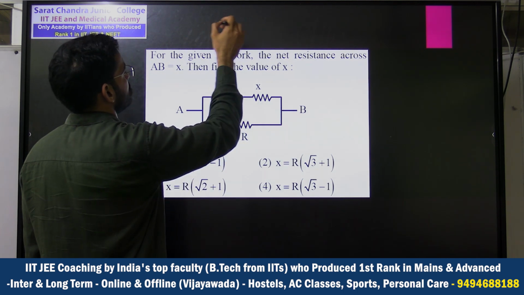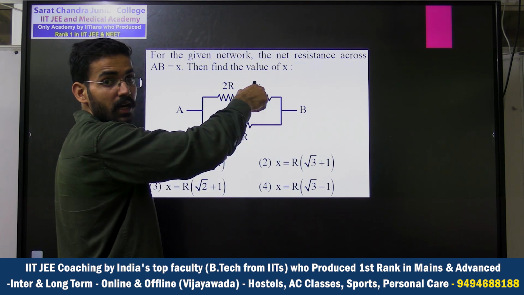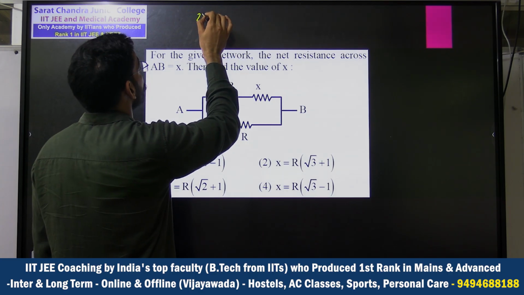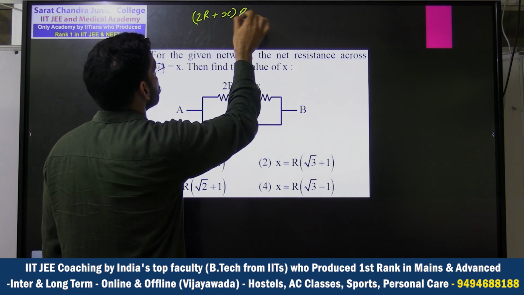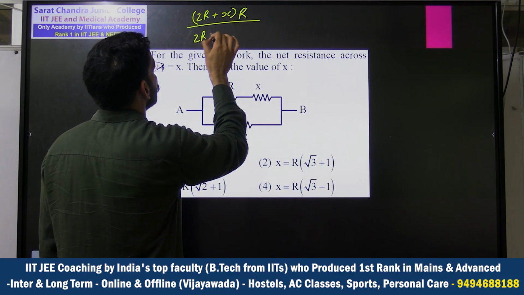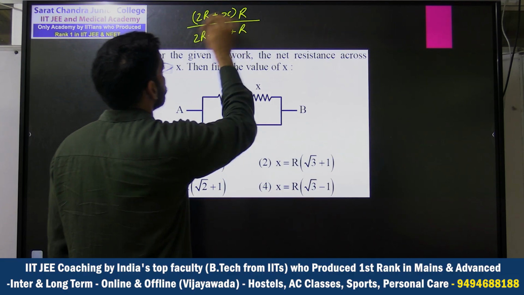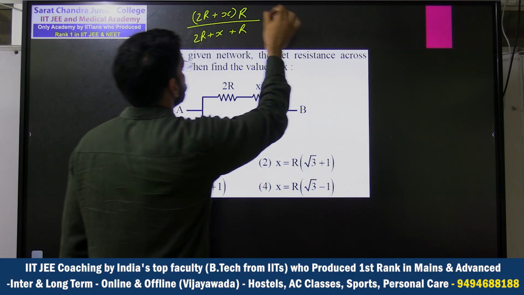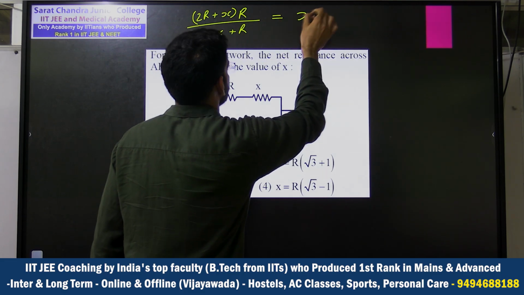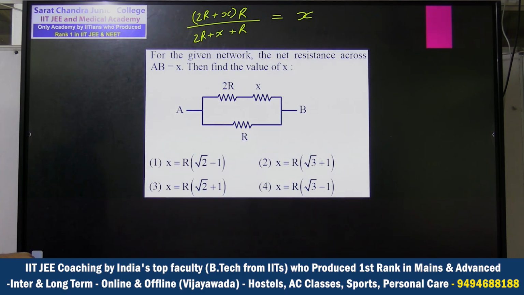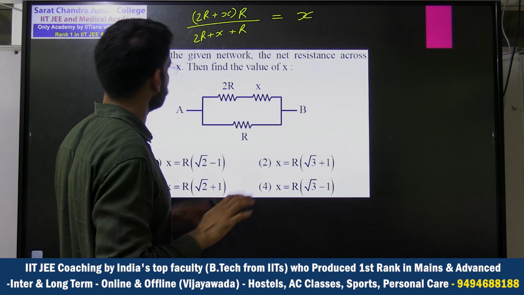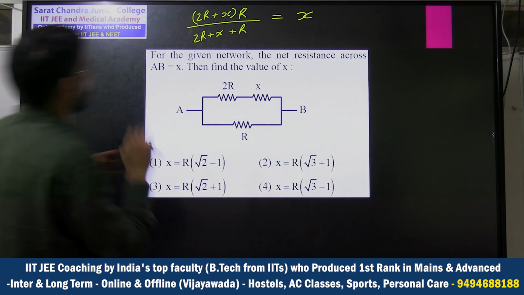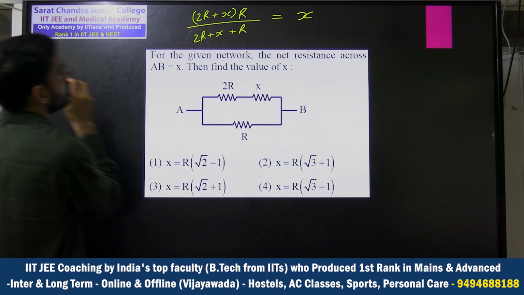So you can say series and then parallel. R1 R2 by R1 plus R2. So you can say (2R plus X) into R divided by (2R plus X plus R). This is R1 R2 divided by R1 plus R2, which should be equal to X. From here a quadratic will come, which you have to solve. Not that difficult. So let me bring the quadratic.